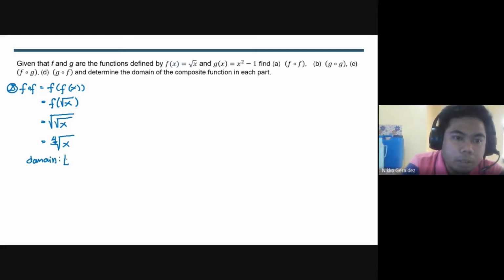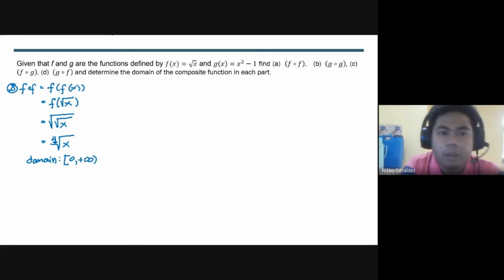is 0 to positive infinity. Okay. So if you look at the input function, square root of x, that is also its domain: 0 to positive infinity. Any questions?